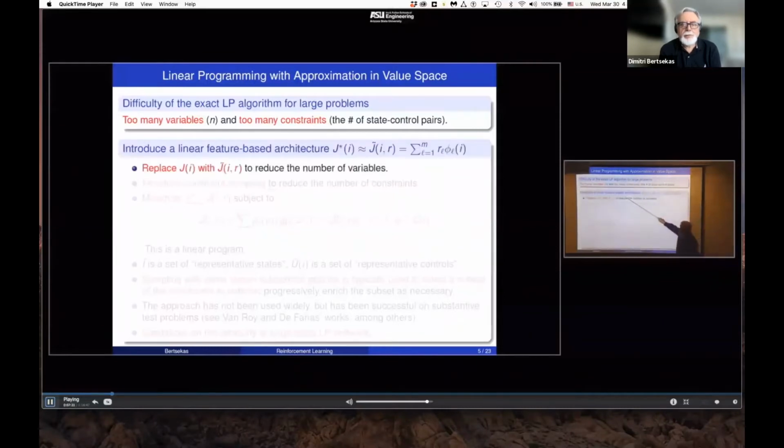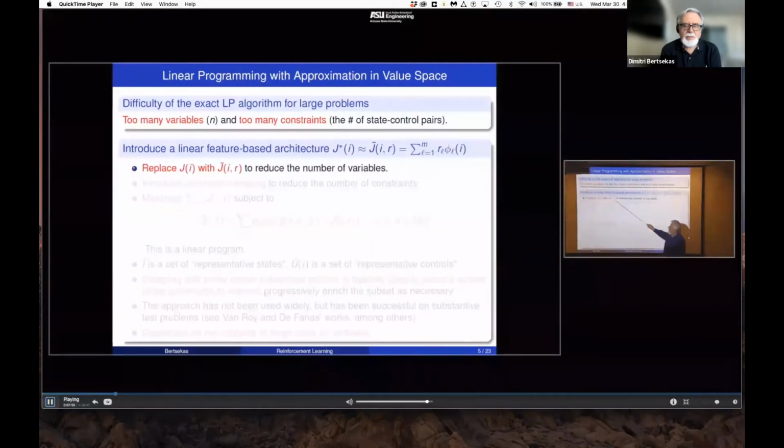Introduce a linear, that's important, a linear feature-based architecture. Okay, we introduce M features with corresponding M weights. And now we're going to try to find the weights by linear programming. A much smaller number of weights, a much smaller linear program. We replace cost vectors with parametric cost vectors, and we reduce the number of variables this way.